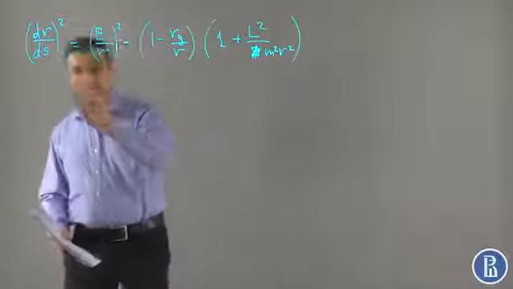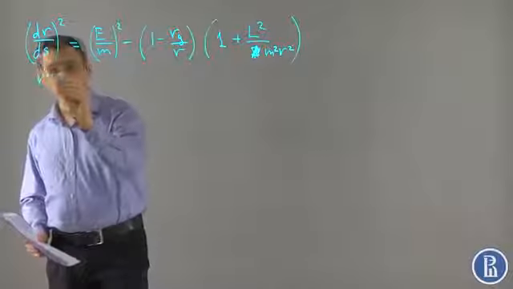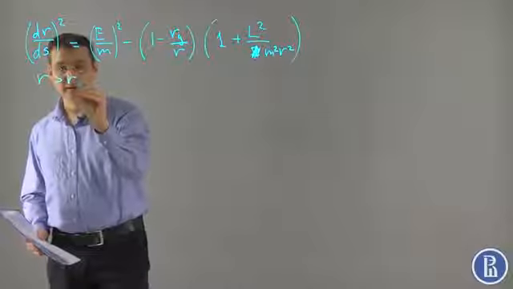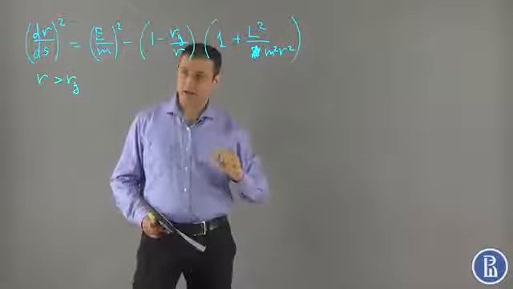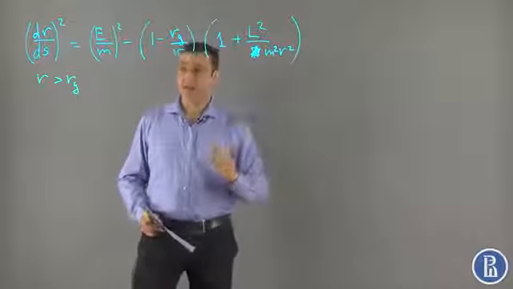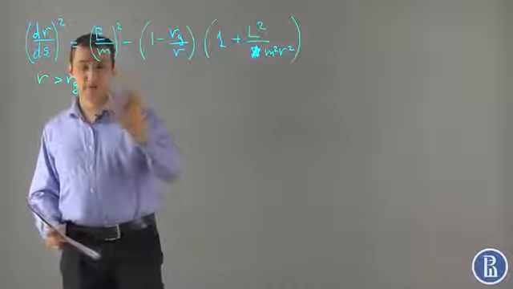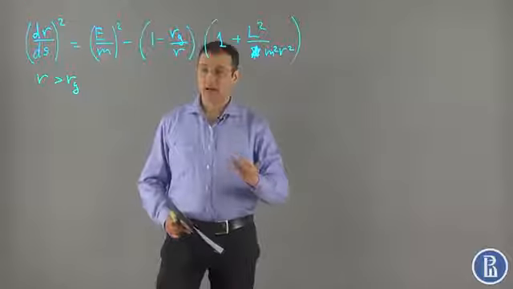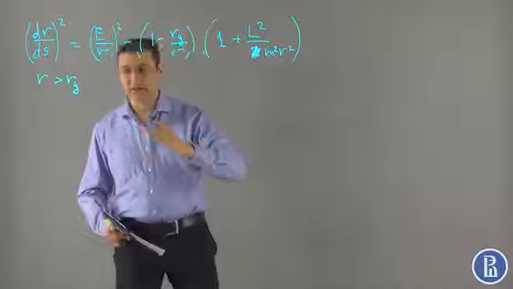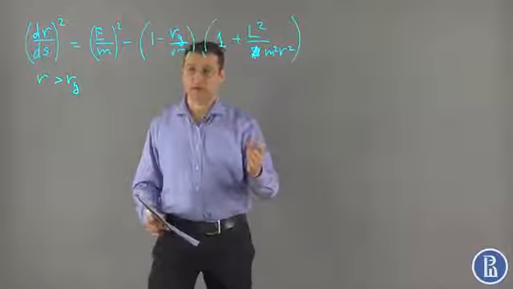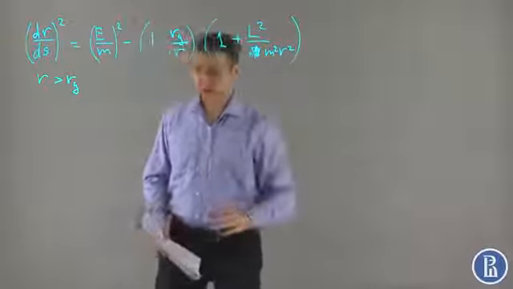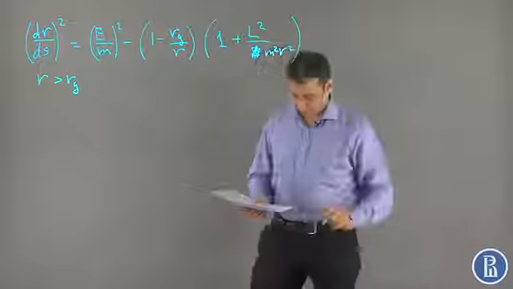One should have in mind that this equation is applicable only for r greater than r_g because we are using Schwarzschild coordinates. If one wants to derive geodesics under the horizon, one has to use a different coordinate system which is not singular at the horizon. That's one should bear in mind.